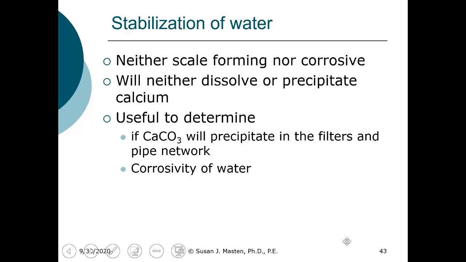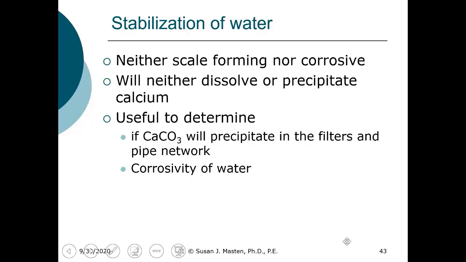We don't want plumbing fixtures to start to dissolve. We don't want metals being released from these fixtures. And these metals can include lead, it can include nickel, chromium, cadmium. These are metals that are produced or used in the production of plumbing materials. So we want a water that will neither dissolve or precipitate calcium.